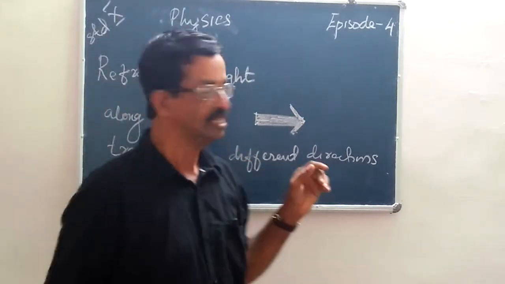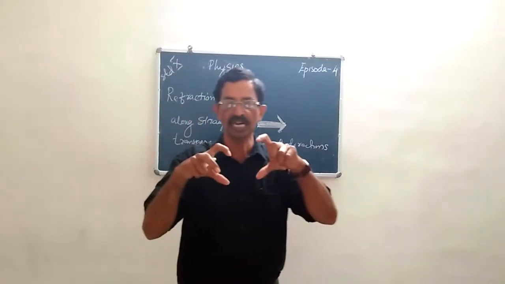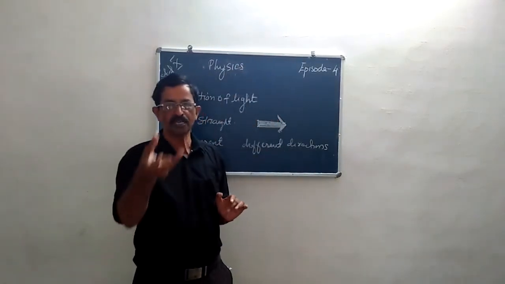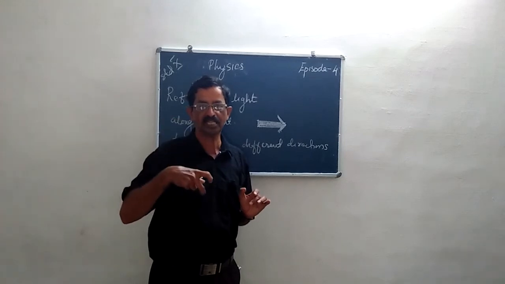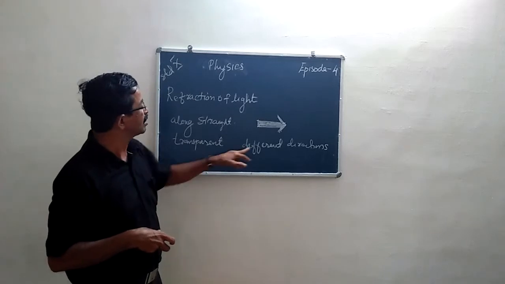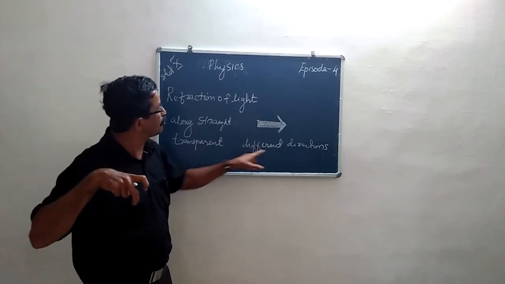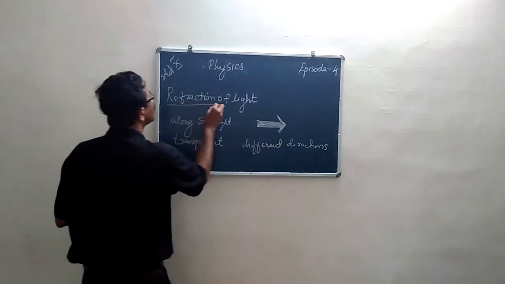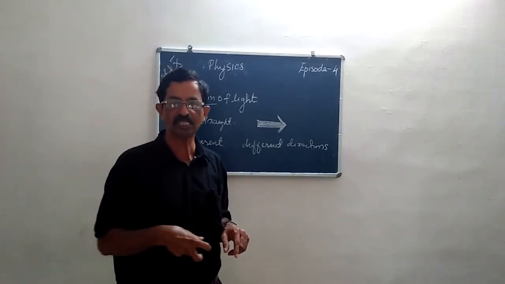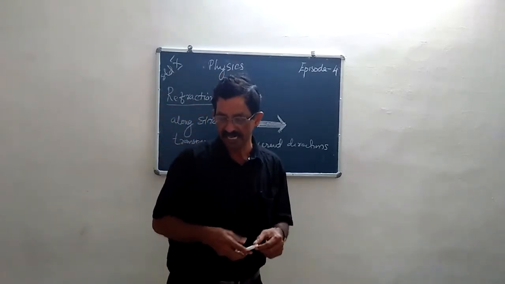What is the reason for the deviation? For the pencil in the water, light appears to come from different directions, but from air it is not like that. That is the reason for refraction, or the deviation of the pencil. Light from water appears to come from different directions.